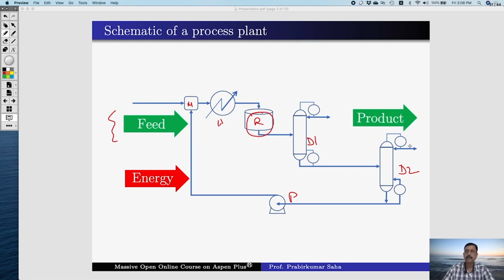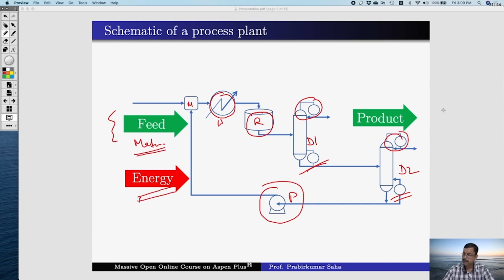The reactor content is then distilled. That is the material feed. And also we have energy feed, because we have to operate the heater, and the condensers and the reboilers of the distillation columns. We have to operate the pump. We need electrical energy. So basically, in this process plant, we have to give two types of feed. One is material feed, another is energy feed. And the products we will get out of it are P1 and P2.